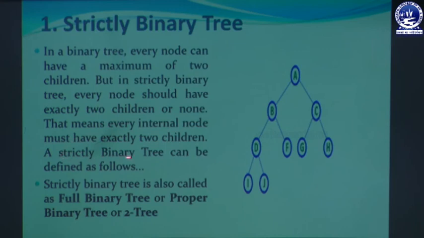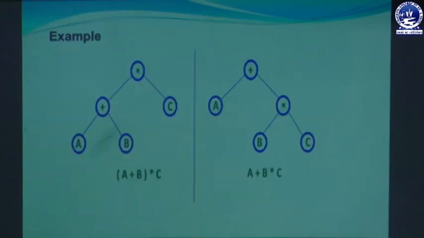Okay. So a strictly binary tree can be defined as follows. A strictly binary tree is also called a full binary tree or proper binary tree, or you can say a 2-tree. This is one example of the binary tree.